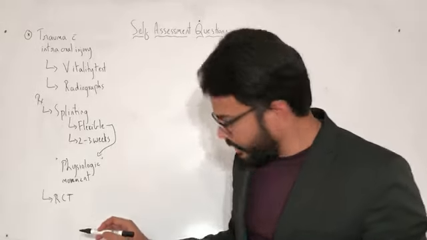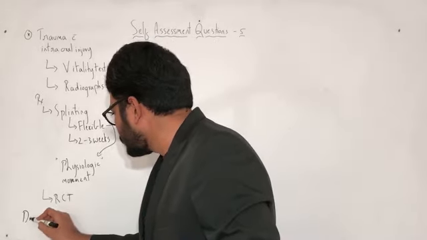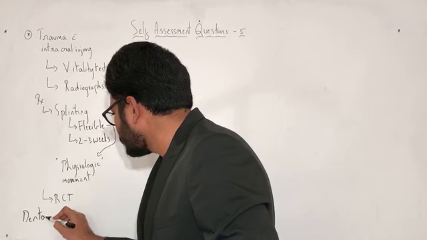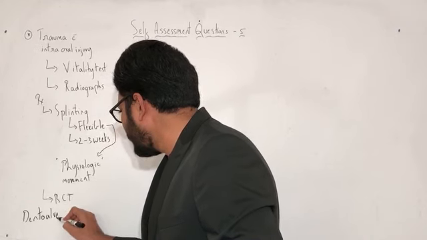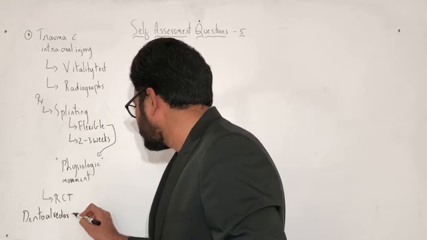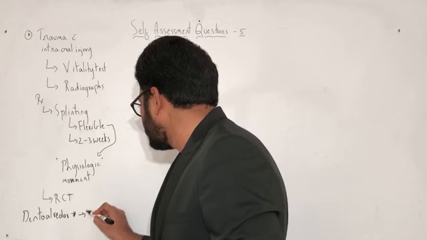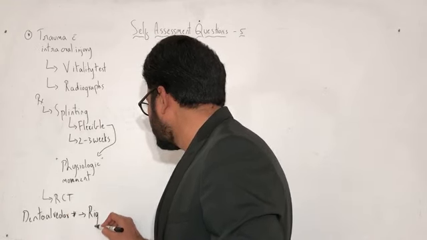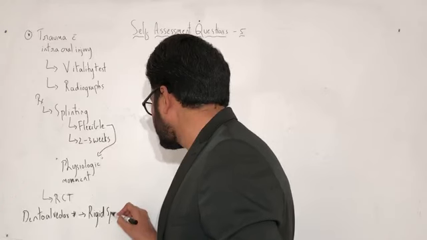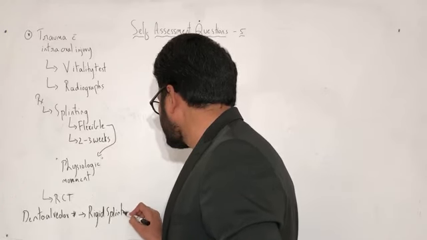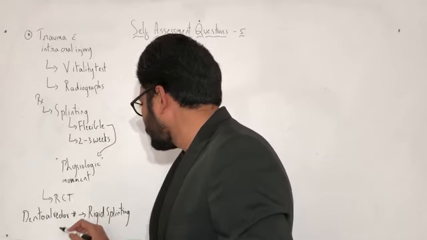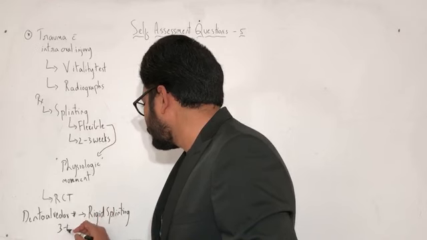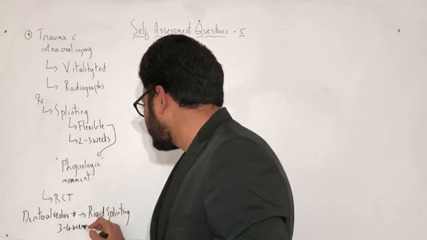I hope you can see if I write down here, right? So dentoalveolar fractures. So rigid splinting, duration of 3 to 4 weeks.